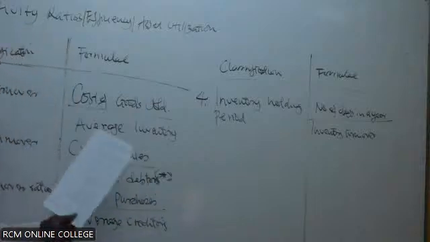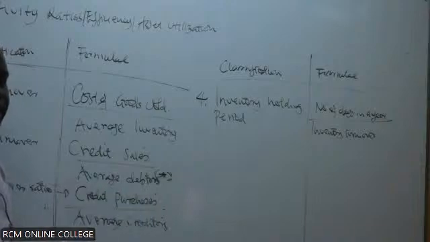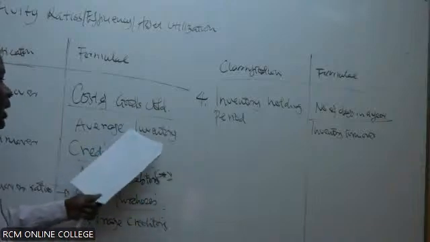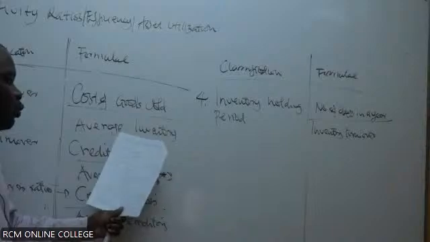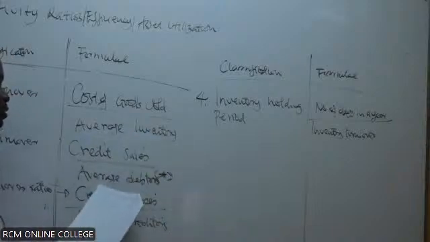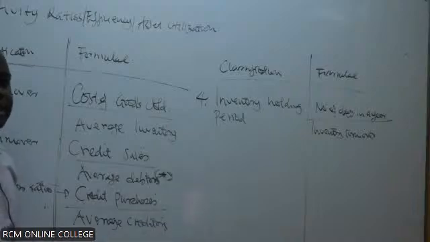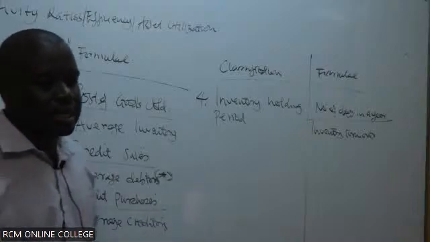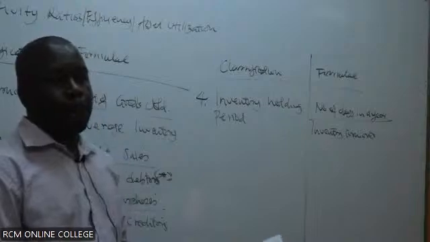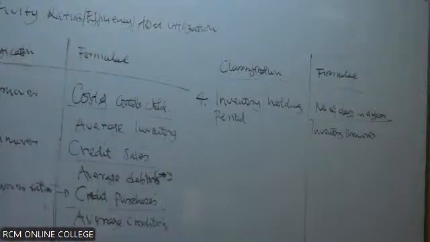Hapo tu kwa average inventory, hapa ndio nimekuambia utaangalia. Kama umepewa, ndio uta add alafu divide. Kama hujapewa, just pick directly. So this one you can look at what is the opening and what is the closing. This one, don't look for the opening. Just pick the figures as they are in the statement of financial position. So hope that is clear.